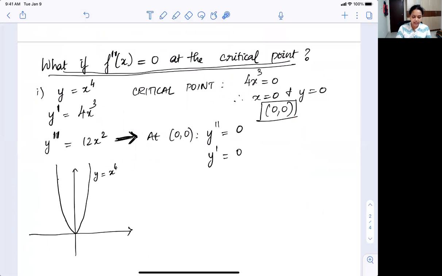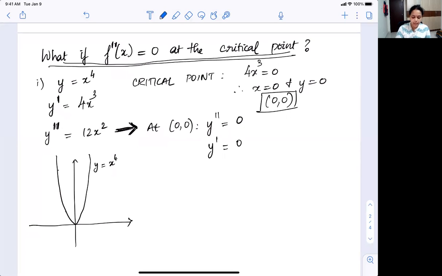Now let's look at the second derivative. So y double prime is actually 12x squared. If I plug the critical value of x into this y double prime, I find that the second derivative is also 0. So how do we characterize the critical point in this case? From the image of the function, we can say that the origin should be a point of minimum. So let's look at the first derivative test and see if we can characterize this point.